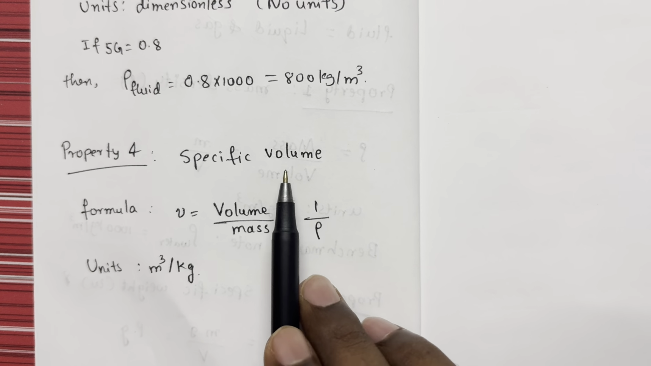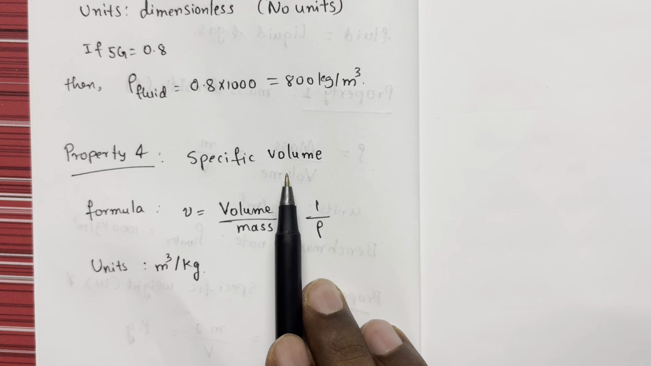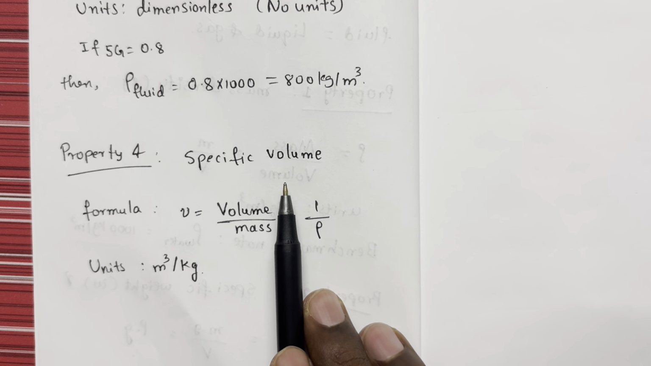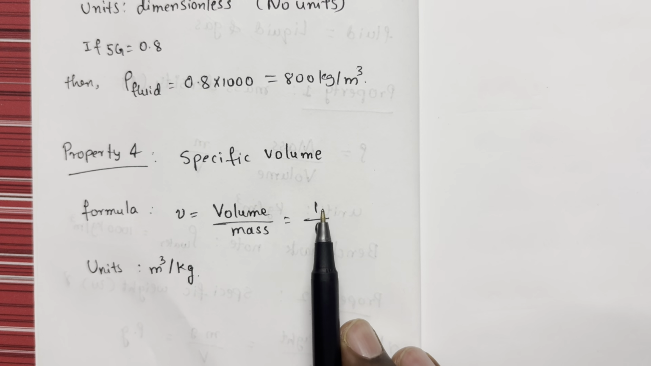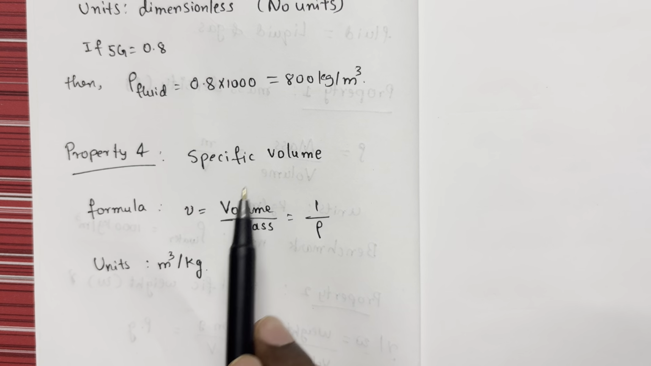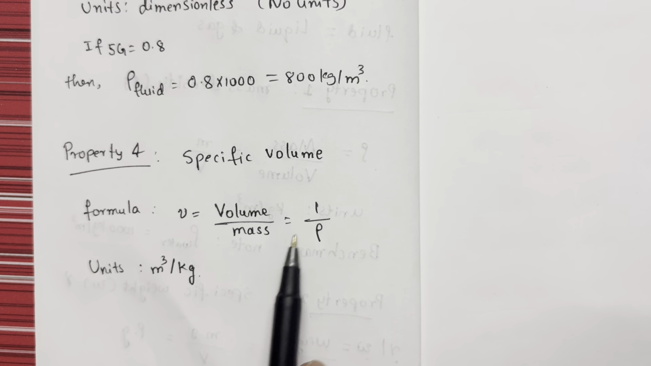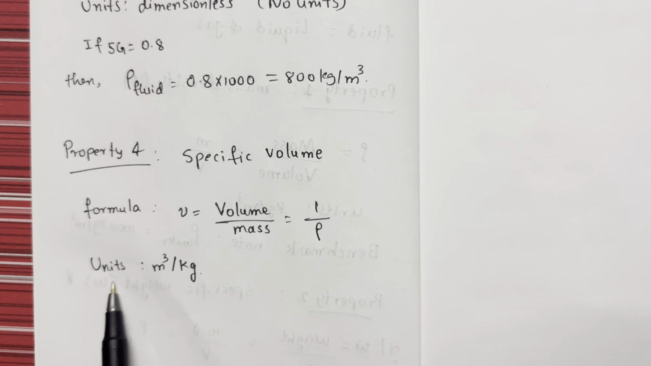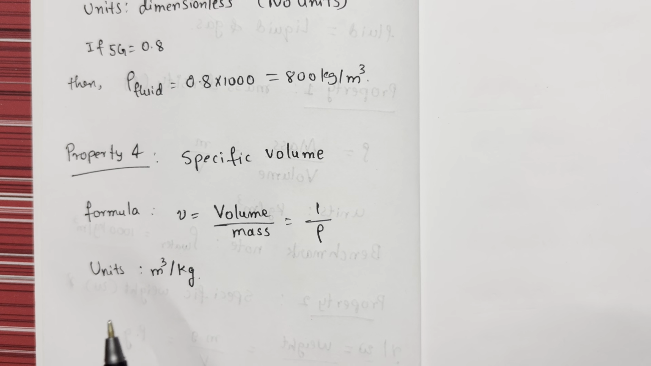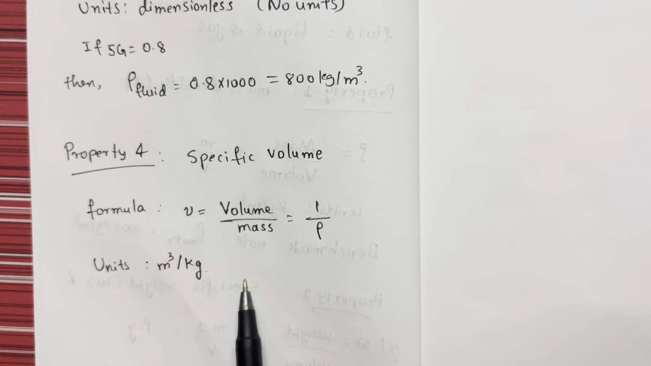You will use this property heavily when you get into chemical engineering, thermodynamics, and steam tables. Since it's the inverse of density, its unit is simply cubic meter per kilogram. What's the formula? The specific volume is denoted by nu, which is volume by mass, which is the inverse of density. So the unit is the reverse of density, which is meter cube per kg.